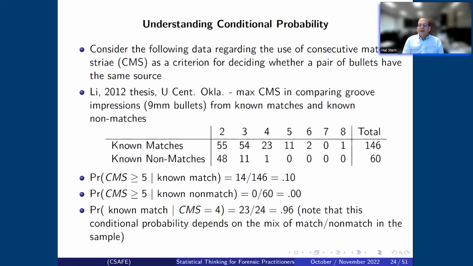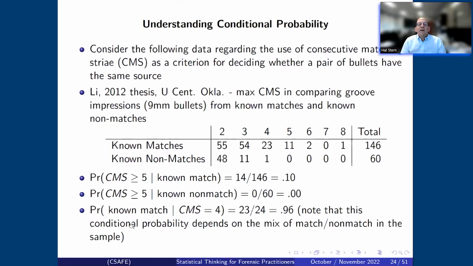I'll also note here, there are 2 different ways of doing conditional probability. The 2 examples I gave work by thinking about each row separately, but we can also think about each column separately. So maybe I want to say, let's consider all of the instances in which I saw 4 matching stria. What fraction of those were known matches? In this case, you would find out that the probability of a known match given 4 consecutive matching stria is 23 out of 24, or 96%.